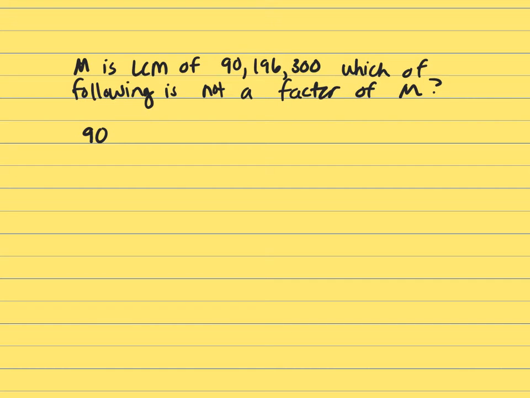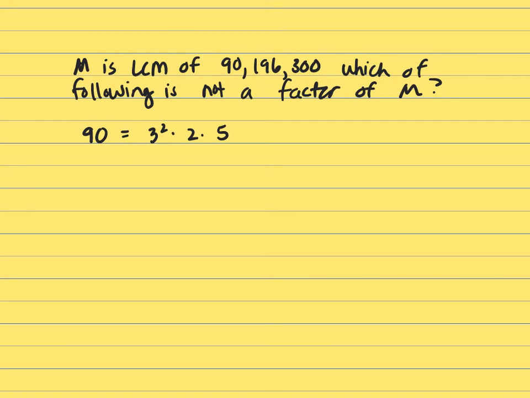All right, let's actually find the LCM of those three numbers, and do that as quick as you can. So 90 is, I'm going to go slow, but you'd actually want to not show as many steps as I'm showing. 90 is 9 times 10. So that's 3 squared times 10, which is 2 times 5.